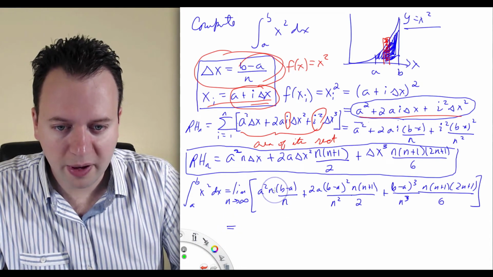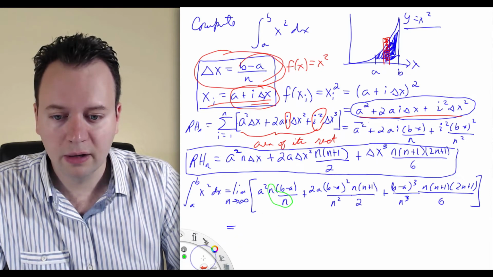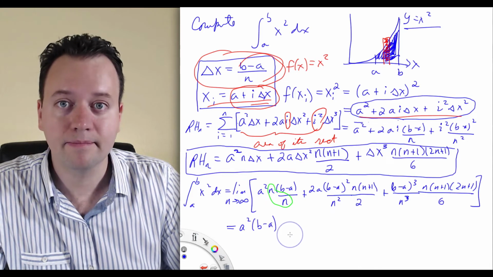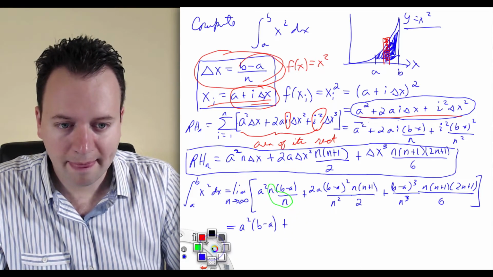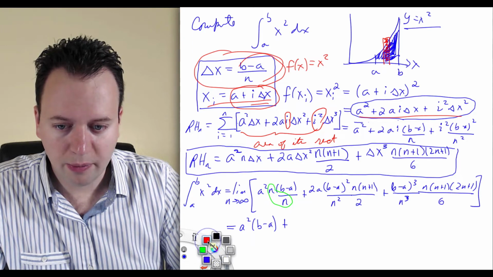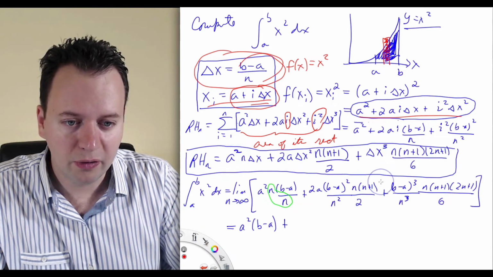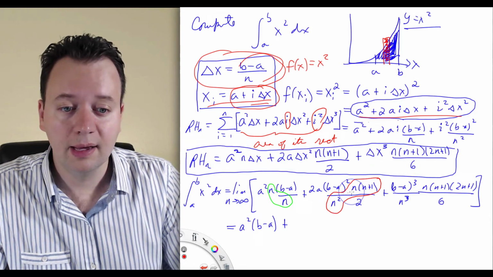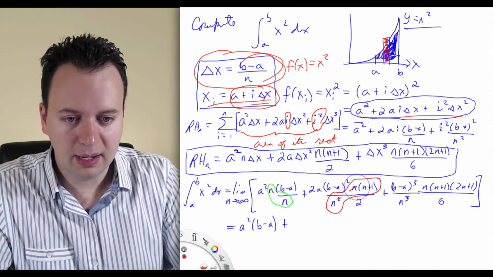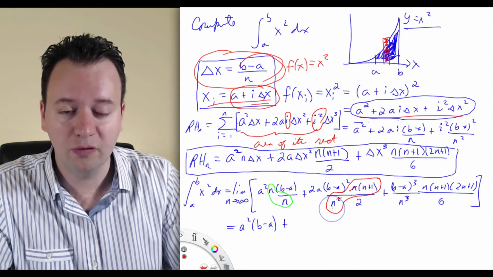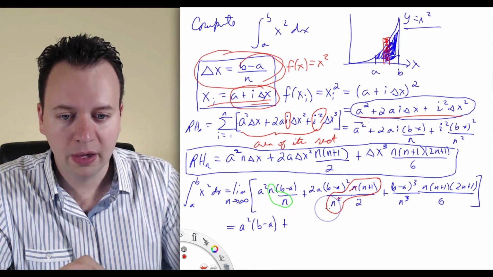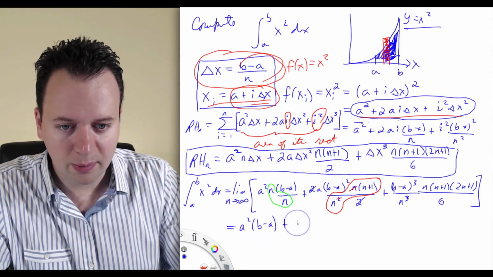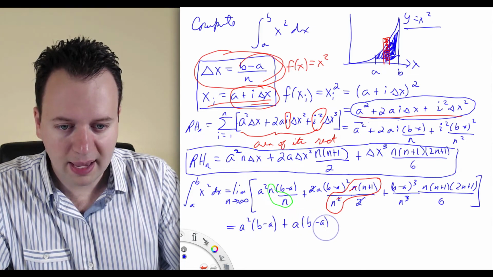Well, for the first term, we basically just have n over n, which is 1. So the first term just gives us a squared times b minus a. The second term, the important part here is n plus 1 over n squared. So again, we can cancel out this n with the squared, and it's just n plus 1 over n. That approaches 1 as n gets large. So it's 1 times everything else. The 2's also cancel out. So we get plus a times (b minus a) squared.